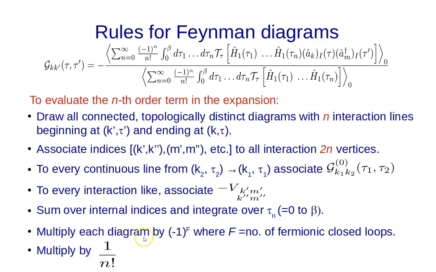But you also have to multiply each diagram by minus 1 to the power of f, where f is the number of fermionic closed loops, and you multiply by 1 over n factorial to get the proper counting. So apart from the fact that now you put the Matsubara free propagator here, everything is pretty much the same. So let's look at the rules now for when you Fourier transform these things.